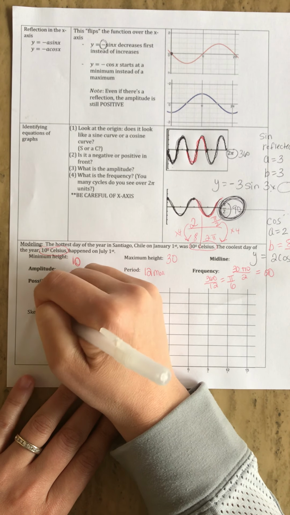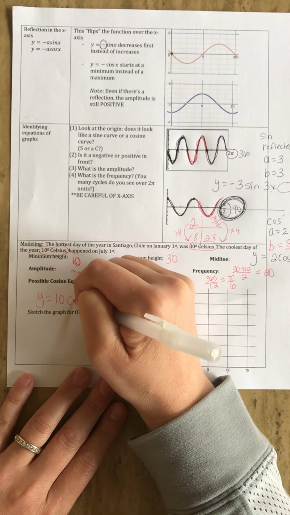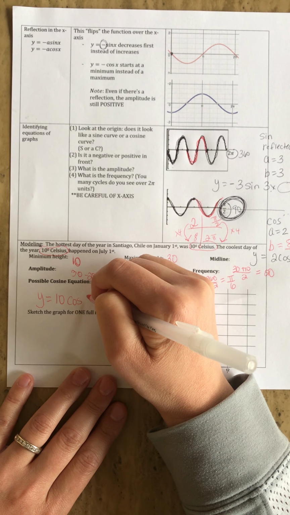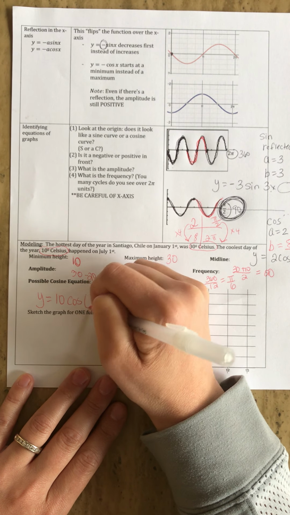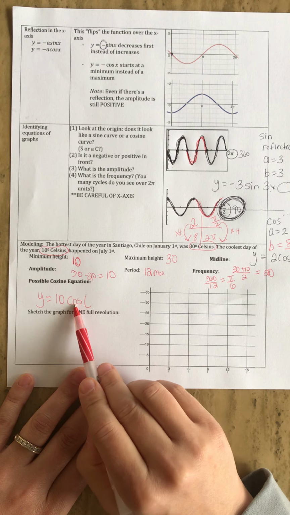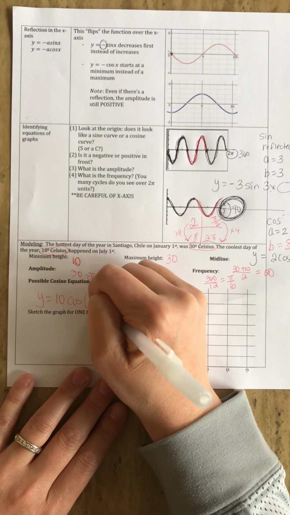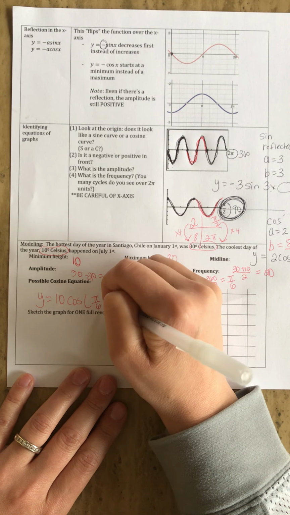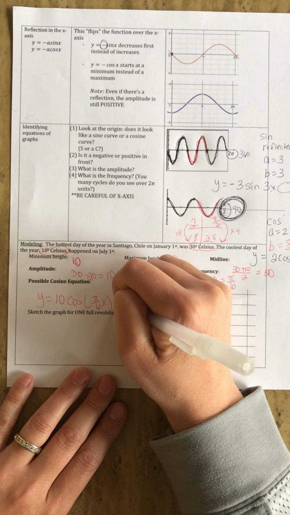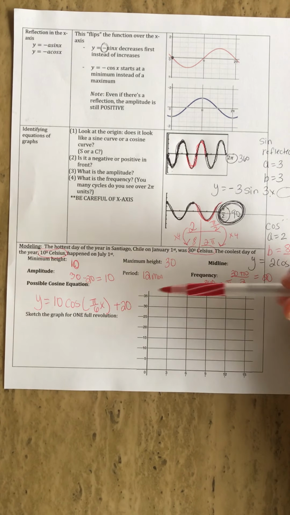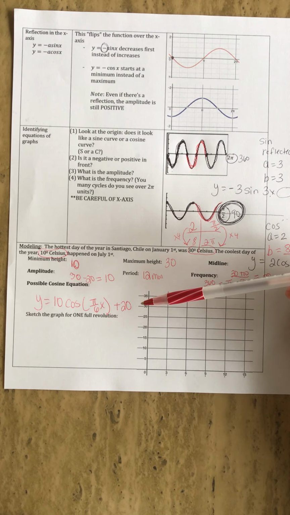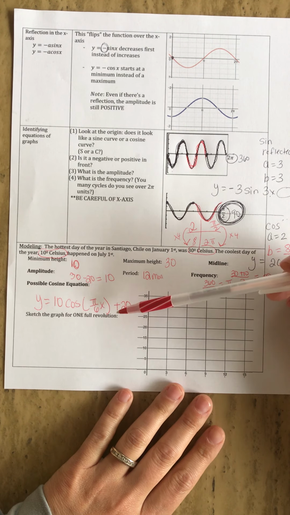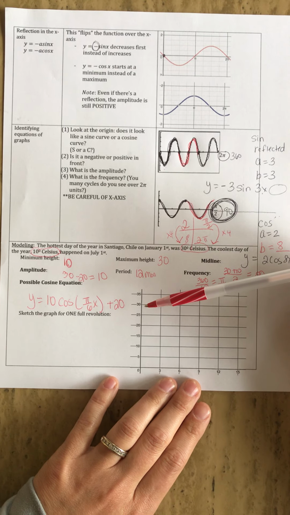We have y is equal to 10 cosine, this is your amplitude, cosine, pi over 6 x, plus your midline, plus 20. Okay? All right, and then we want to sketch one full cycle here.